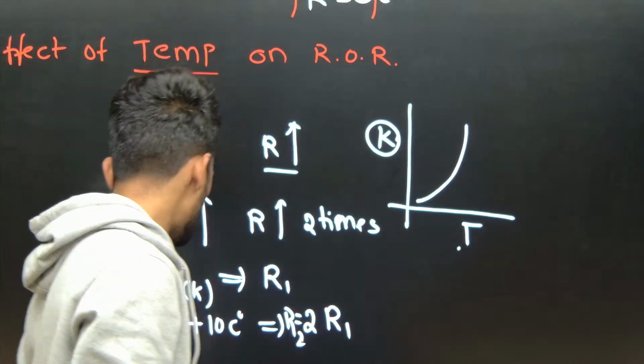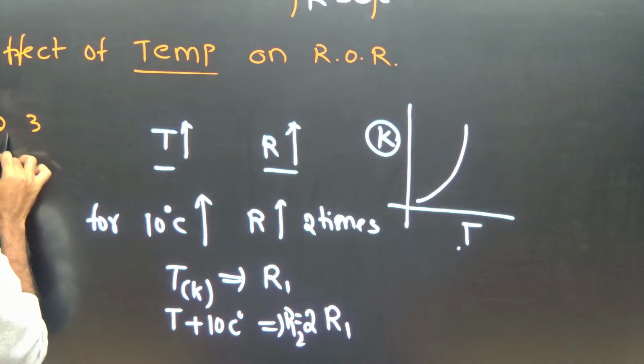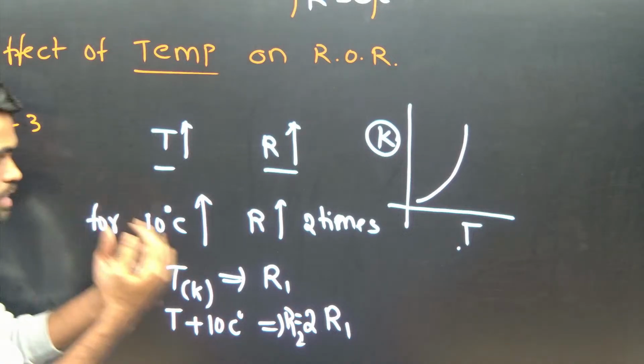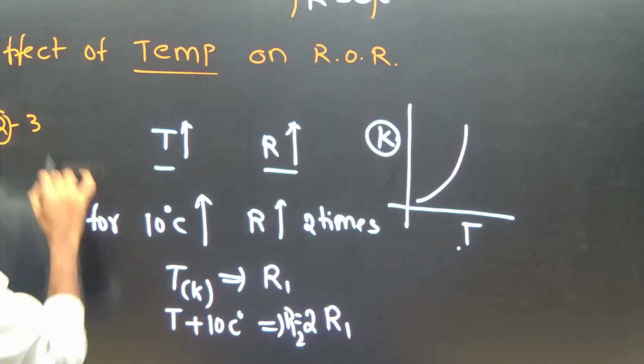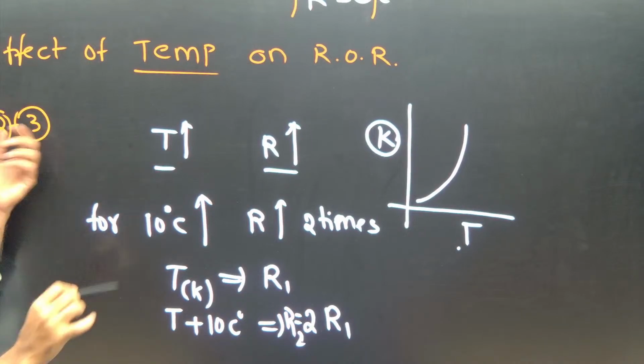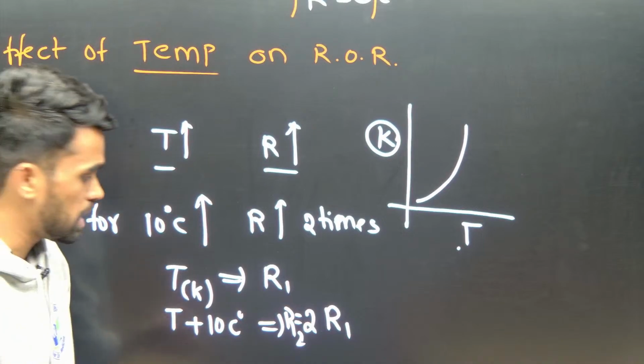Sometimes it might be triple also, so there will be variation from 2 to 3. If there is nothing mentioned, you consider it as the minimum number, 2. If in the question they have specifically mentioned 3, then you can take it as 3. If not mentioned, you take it as 2 only. Hope this is clear.